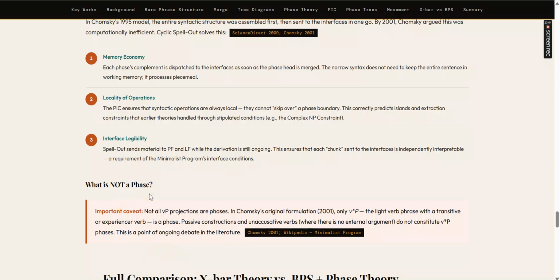What is not a phase? Not all VP projections are phases. In Chomsky's original formulation, only vP, the light verb phrase, the verb phrase with a transitive or experiencer verb, is a phase. Passive constructions and unaccusative verbs do not constitute vP phases. This is a point of ongoing debate in the literature.